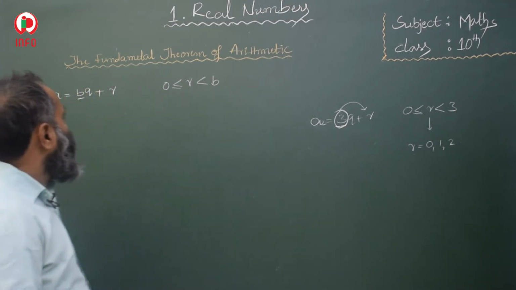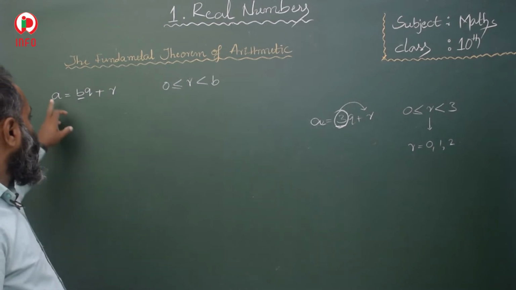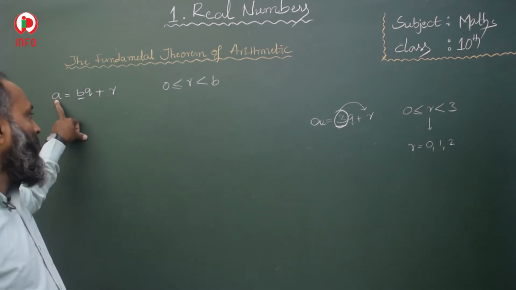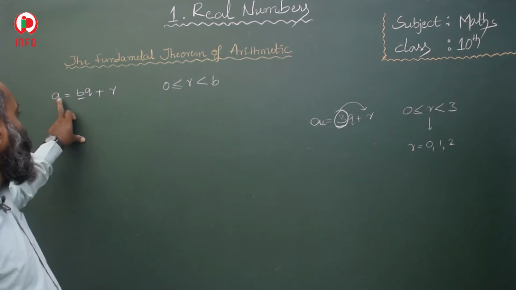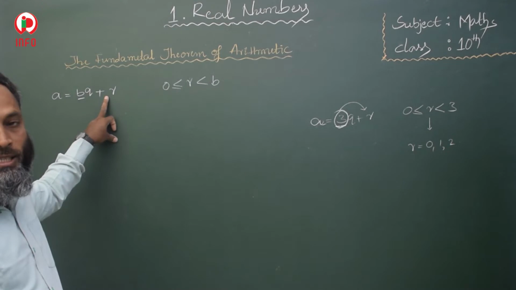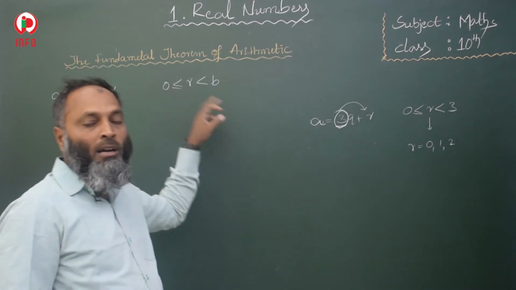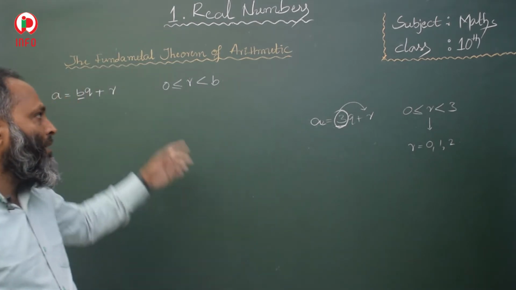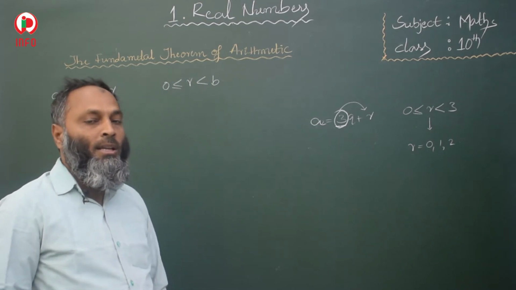the fundamental theorem of arithmetic reflects that when any positive integer a is divided by b, the statement comes as a is equal to bq plus r, where r, our remainder, is from 0 to less than b.